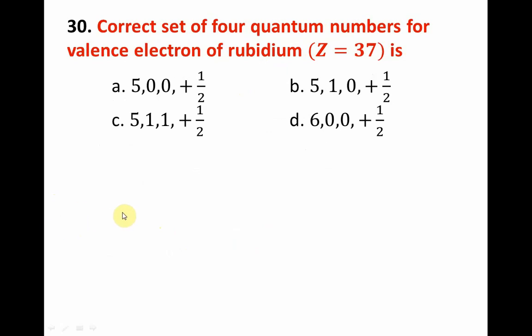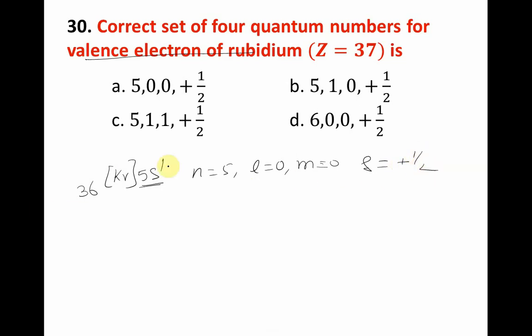The correct set of quantum numbers with the valence electrons for rubidium, Z is equal to 37. 37 means krypton is 36, and the element after krypton is rubidium. So the electronic configuration is krypton 5s1. Therefore n is equal to 5, l is equal to 0, m is equal to 0, and s is equal to plus half. So the answer is A.